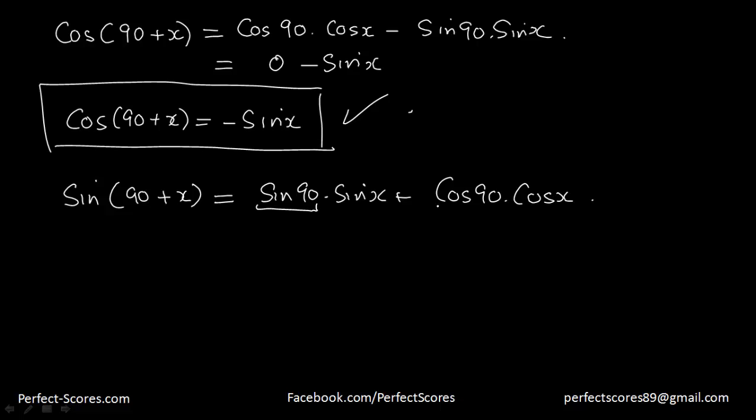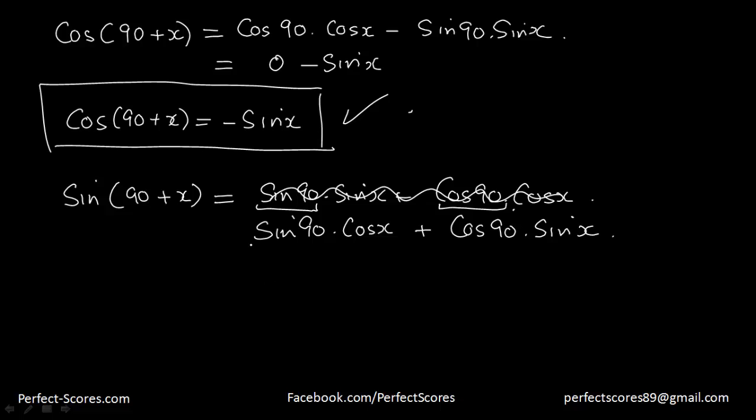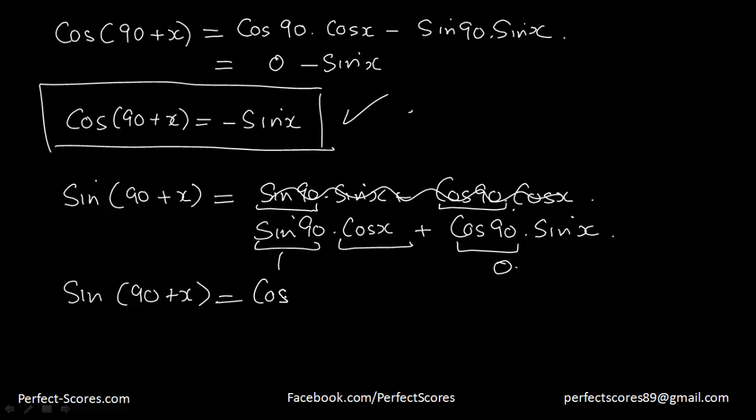So we know that sine 90 is 1 and cos 90 is 0. That means I've applied it a little wrong. This is going to be sine 90 cos x plus cos 90 sine x, right? So we know that the value of cos 90 is 0, so this is 0. So that means sine of 90 plus x is going to be equal to cosine of x, because this is 1. So that is again an important expression that you can understand.